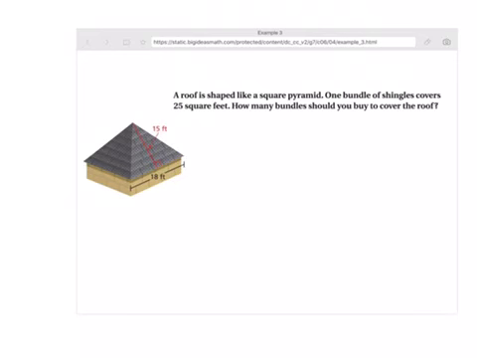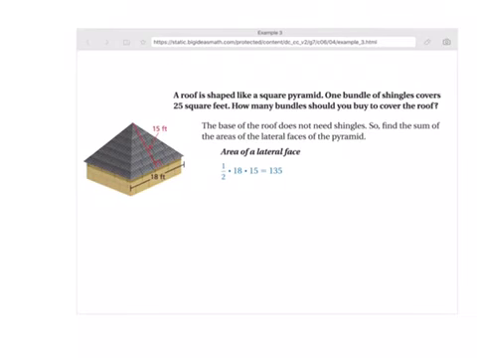So to find this lateral face area, it is a triangle, so we're going to do 1/2 times base times height. So 1/2 times the base is 18 and the height is 15. So 1/2 times 18 times 15 would give you 135. So this is the area of one of these lateral faces. So how many are there on this roof?